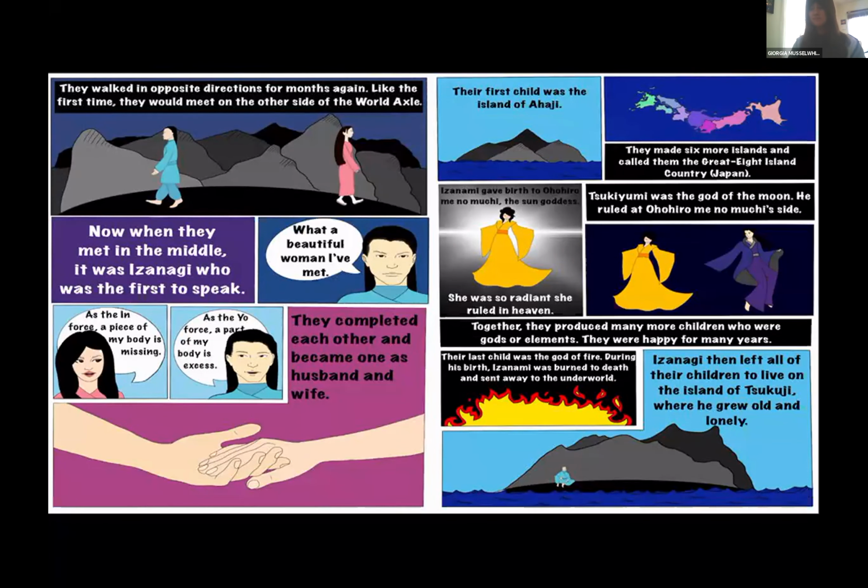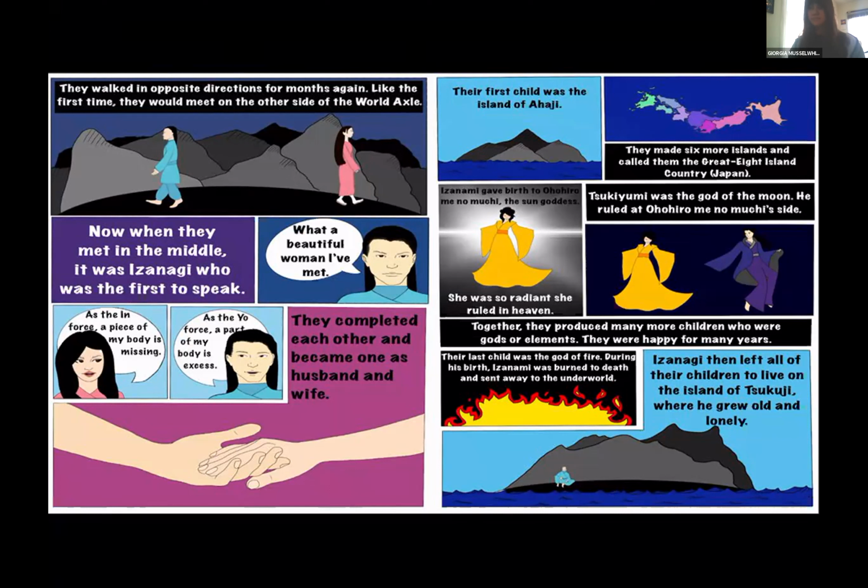Okay, so they walked in opposite directions for months again. Like the first time, they would meet on the other side of the world. Now when they met in the middle, it was Izanagi who was the first to speak. "What a beautiful woman I've met," he said. "As the yin force, a piece of my body is missing," she said. "As the yang force, a piece of my body is in excess," he said.